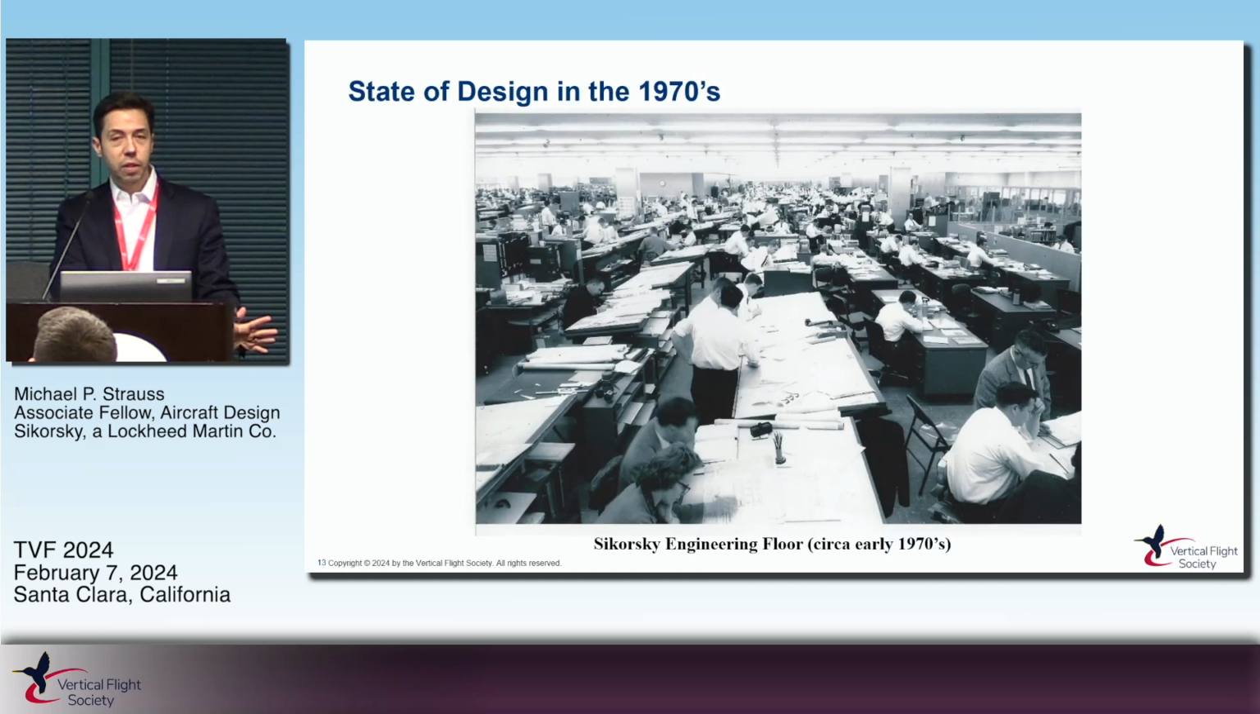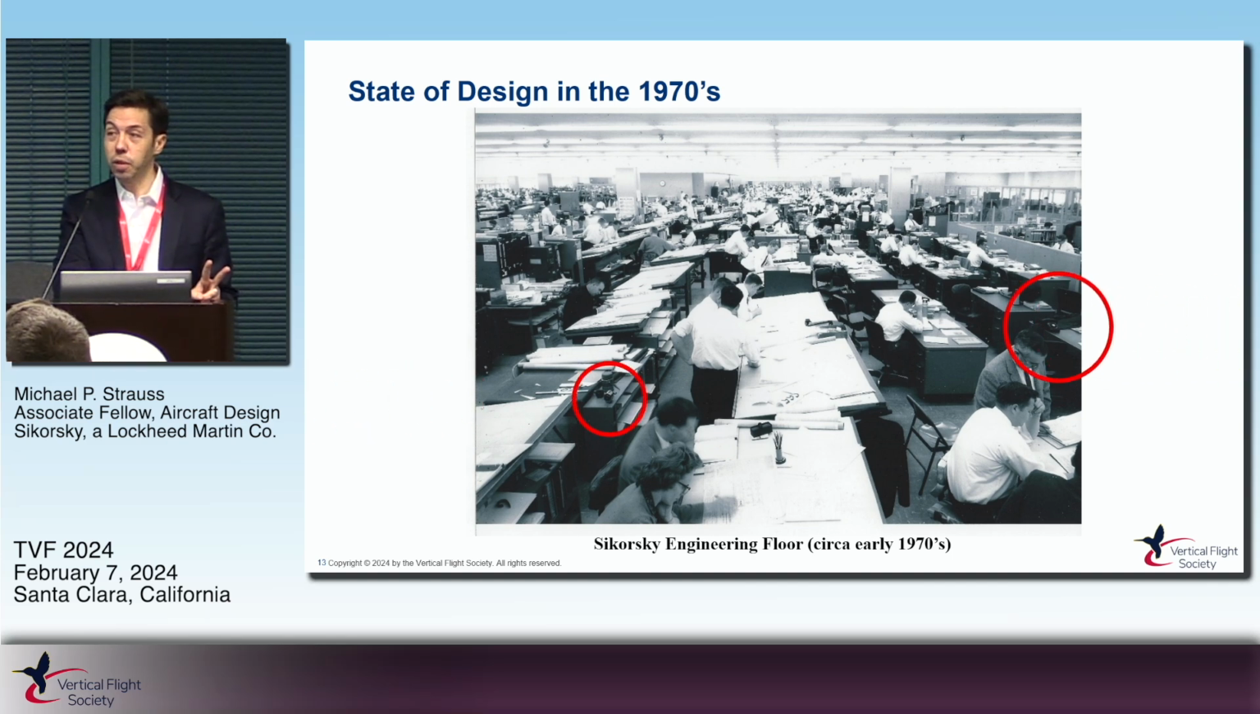I like to lead off with this chart. It's one of my favorite pictures. This is the Sikorsky engineering floor, circa early 1970s. Apart from the costume, which is the white shirt, black pants, and black tie that everyone's wearing, the two major pieces of design technology in play are the rotary phone and the mechanical pencil. And that was how aircraft design was done in the early 70s.